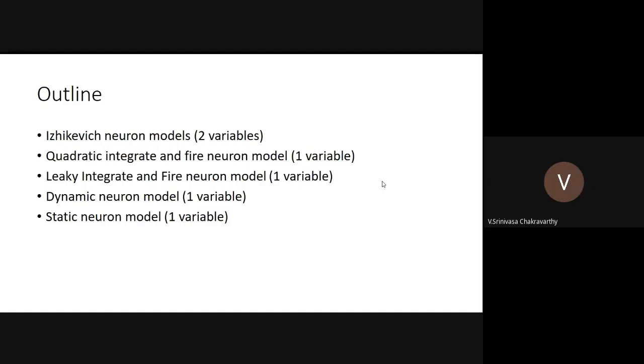Then we'll simplify even further and come up with the static neuron model, which is what is used in artificial neural networks. So basically, what we are doing is starting from very complex, very detailed biologically inspired neuron models and progressively simplifying them, arriving at the simplest possible neuron model, which is what people use in artificial neural networks.